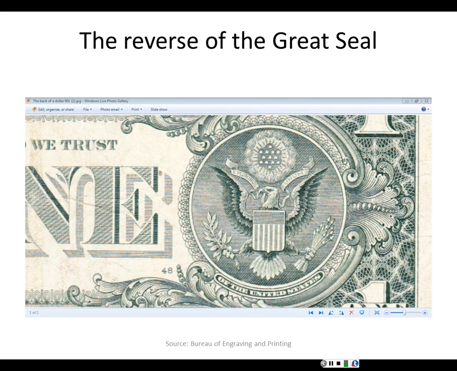Okay, then you go up and you'll notice in the eagle's mouth is a little ribbon that has the words E pluribus unum on it, which means what? Out of many, one. Out of many people, one nation. And also, you'll notice that E pluribus unum has 13 letters in it.